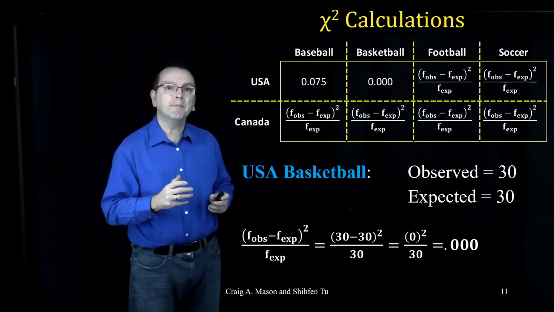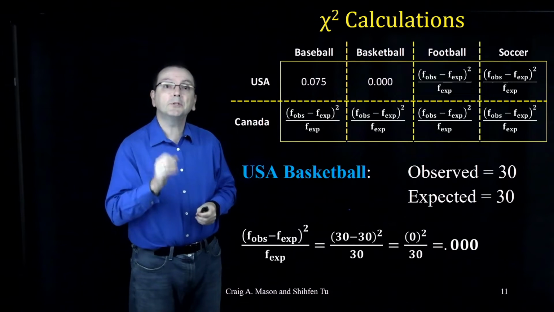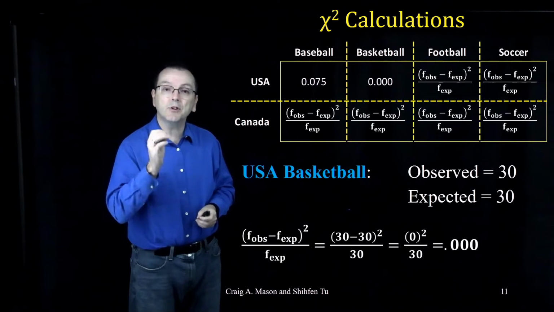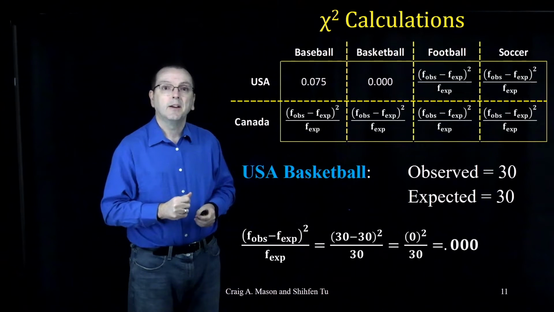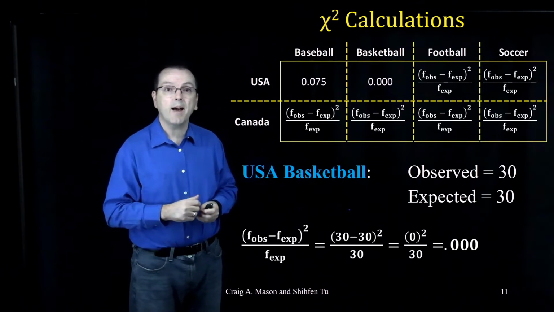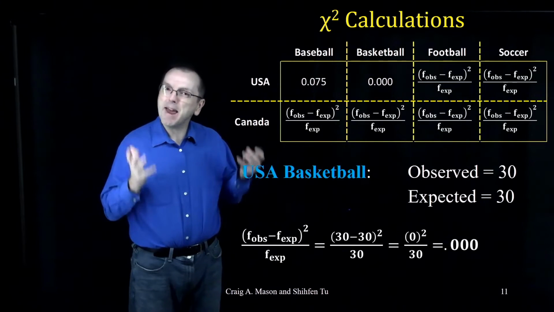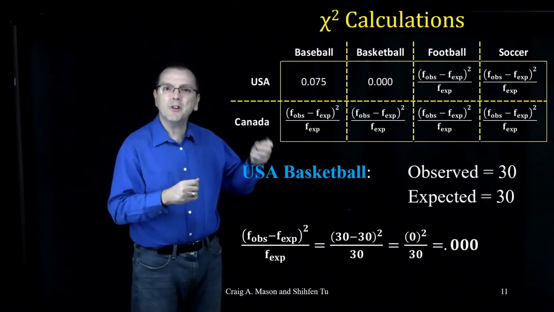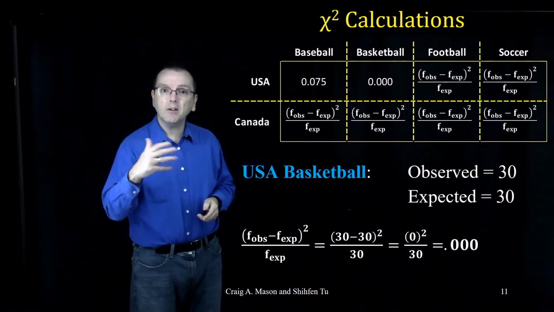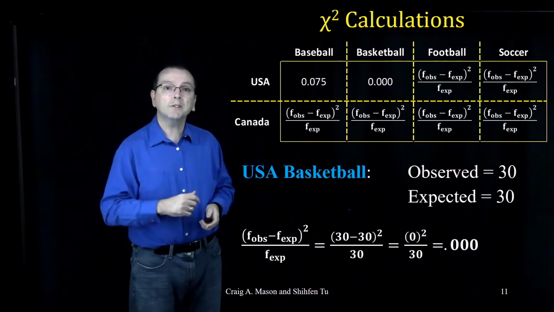Now, notice what happened. For this combination, US and basketball, we observed exactly the same number that we expected to see if the two variables are independent. So what does that combination contribute to our chi-square value? Absolutely nothing, which makes sense, doesn't it? The closer the observed frequency is to what's expected, the smaller the contribution of that specific combination to our chi-square value.